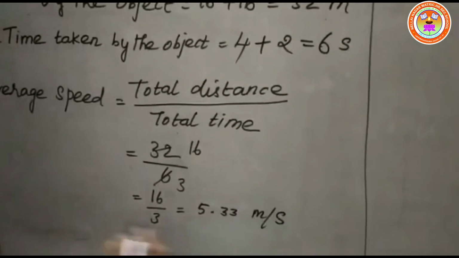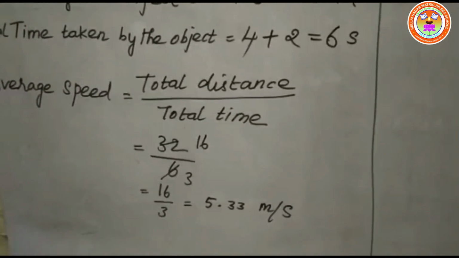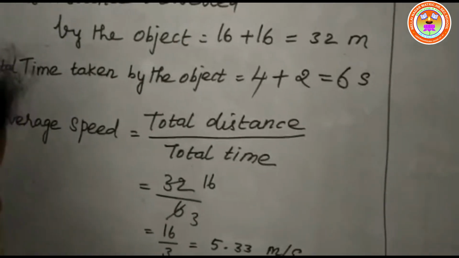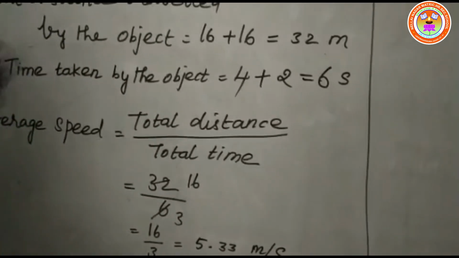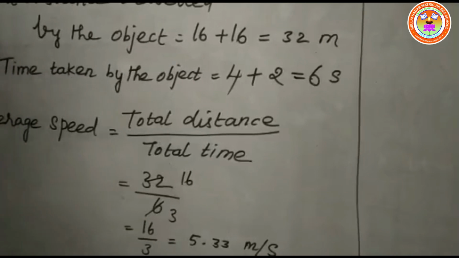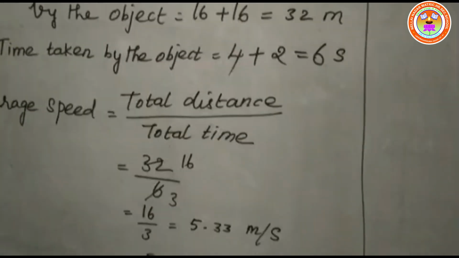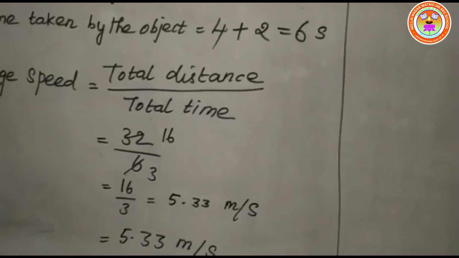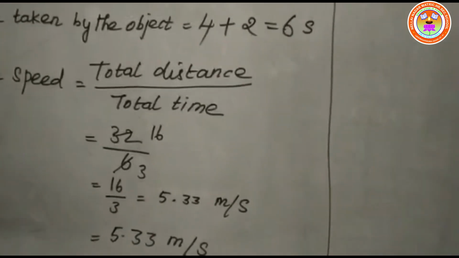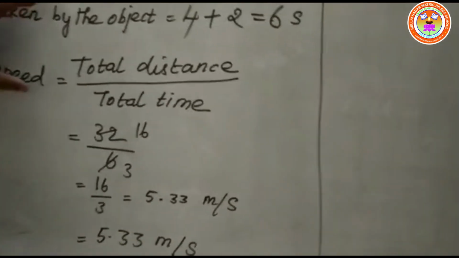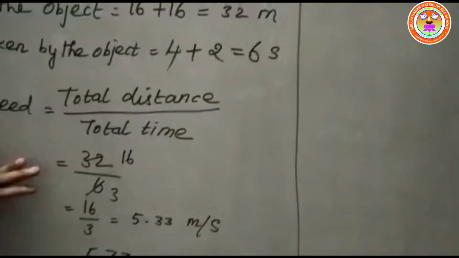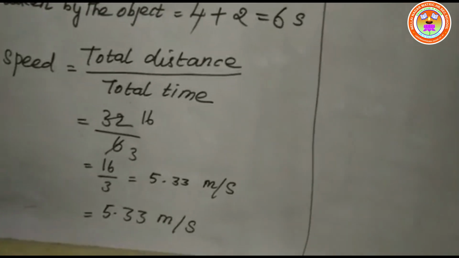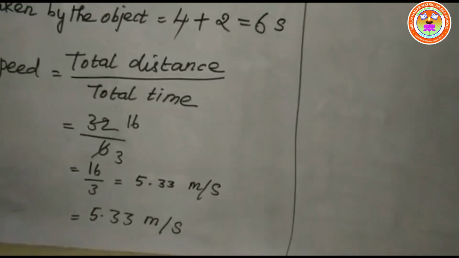What is the unit? Meter by second. So the average speed of the object is 5.33 meter by second. Do you understand now? First we have to find out the total distance. Second we have to find out the total time taken, and substitute in average speed equals total distance by total time. Substitute the values and simplify. You will get the answer 5.33 meter by second.